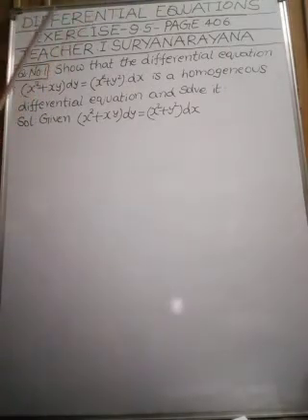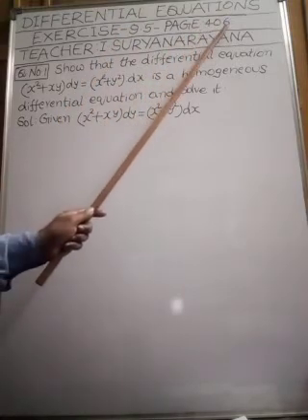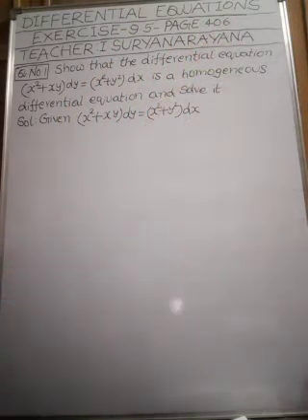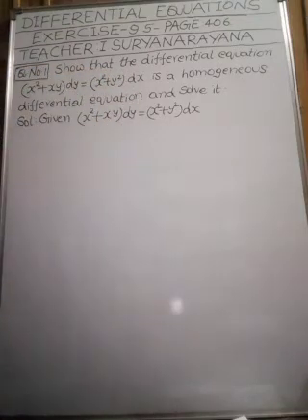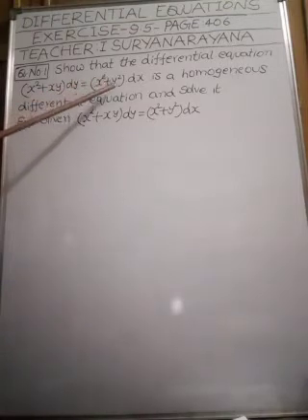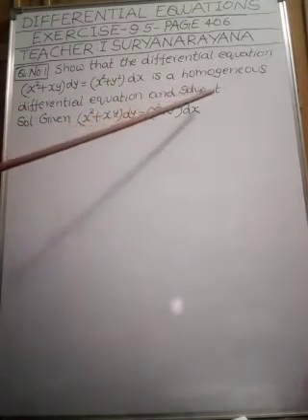Now come to the sums in the exercise 9.5, page number 406 in the textbook. I hope you have understood the concepts of this exercise. Okay, my children? Right. Now let us solve the sums in this exercise. Come to the question number 1. Show that the differential equation x square plus xy into dy is equal to x square plus y square into dx is a homogeneous differential equation and solve it.